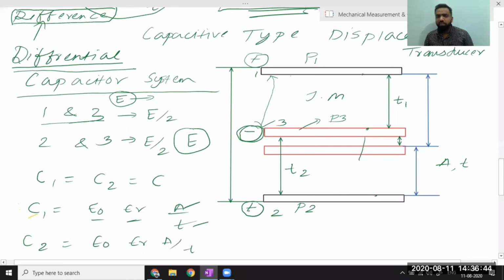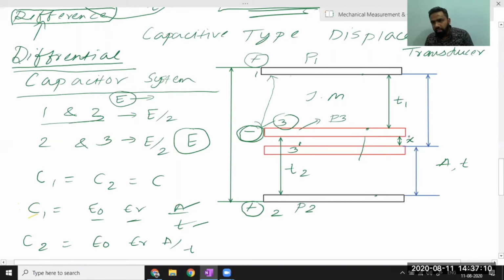So now we are very sure that C1 and C2 are initially equal, because initially we are not varying anything. Now after some time, this plate 3 moves to a new position. Let this plate position be called 3 dash. It moves by a distance x, and it comes closer to which plate? It is coming nearer to plate P2, so it will automatically move far away from the plate P1.